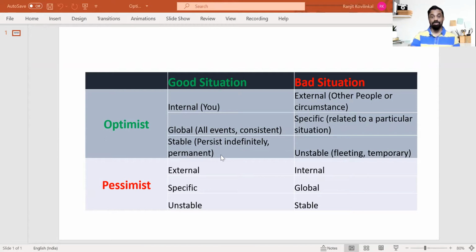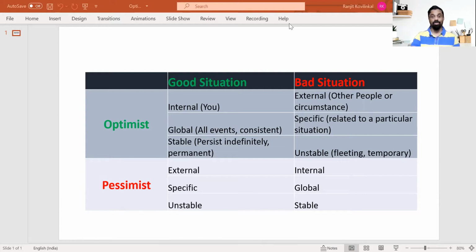It is stable, which means to say that it will persist indefinitely, and it is permanent. And how the optimist looks at a bad situation, the optimist looks at a bad situation as being external. That is, other people, events, or circumstances have contributed to the same. It is specific, which means that it is related to that particular situation, and it is unstable, which means to say that it is fleeting or temporary.